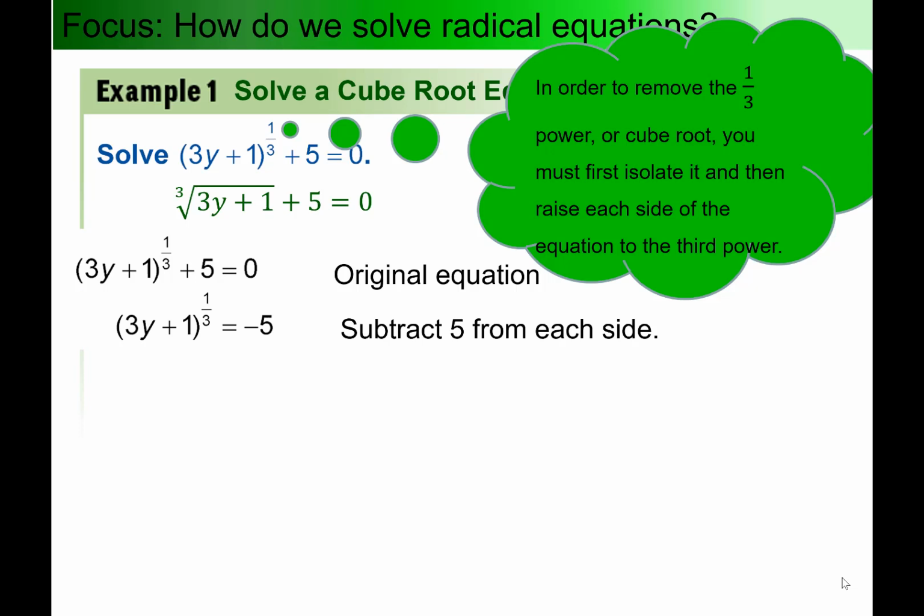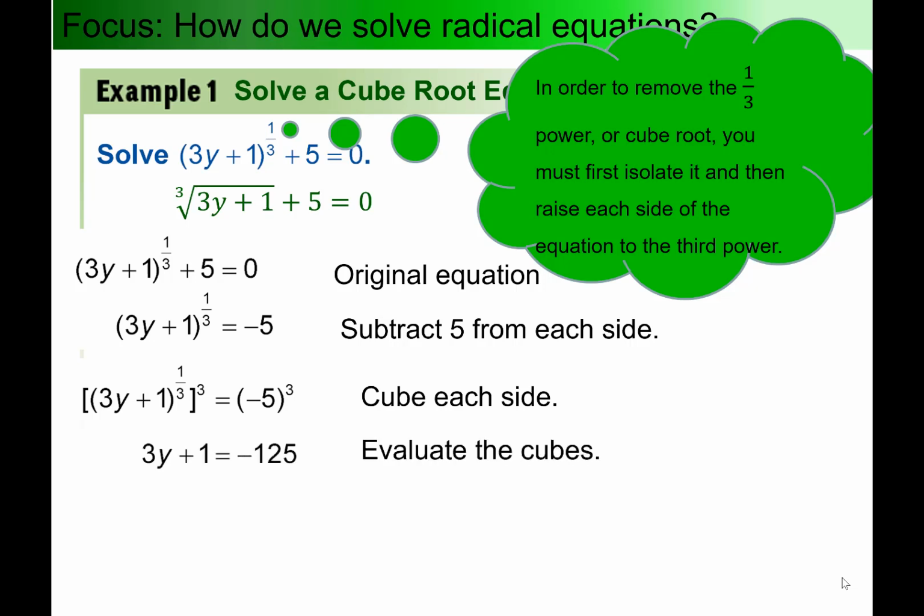Now, if you recall yesterday, I said when we have the square root, it's never going to come out as negative, because if we square a number, whether the number is positive or negative, it's always going to be positive. 2 squared is 4, negative 2 squared is also 4. That's not the case when we have odd powers. So here, we are going to cube each side, and now since it's negative 5 to the third power, negative 5 to the third power is going to be negative 125.